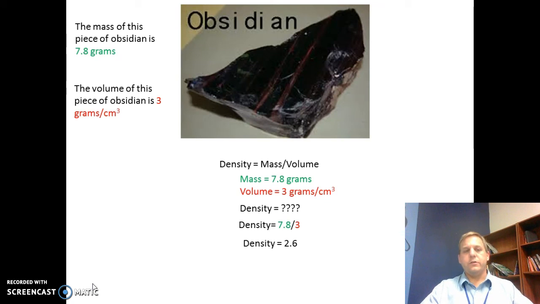Now it's your turn. Here are some problems that you guys can work and practice using formulas.